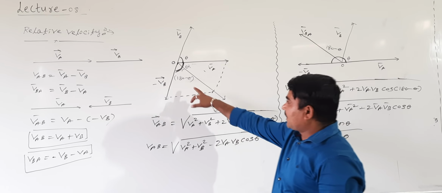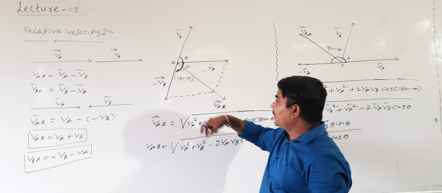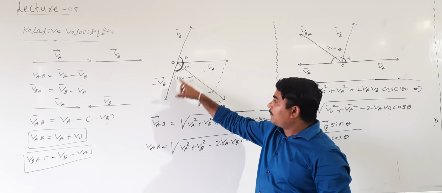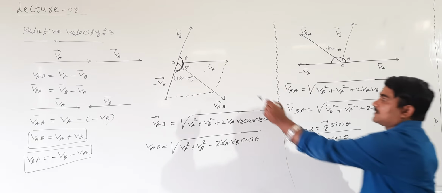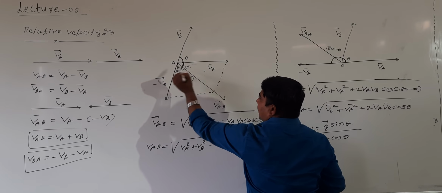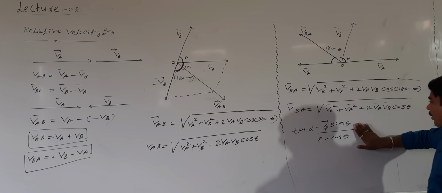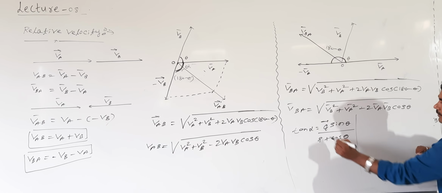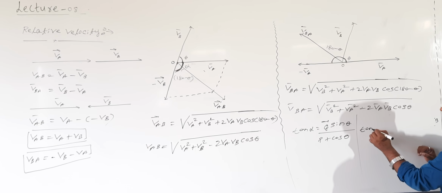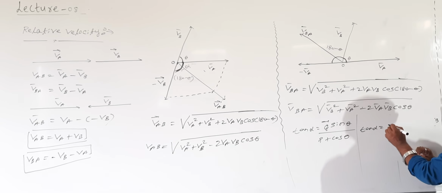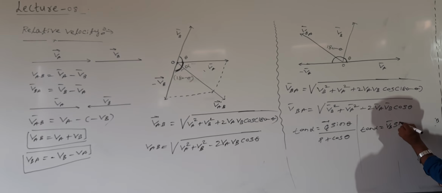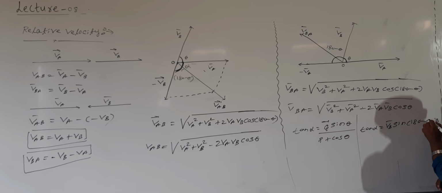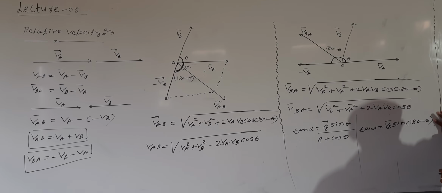Now theta is replaced by what value? 180 minus theta. Q can be replaced by VB. P can be replaced by VA. Are you following? This is P, this is Q, and this is theta. 180 minus theta. How to modify this? Look at me. I am going to modify this. Tan alpha equal to Q replaced by VB. Sin theta replaced by sin of 180 minus theta, right?